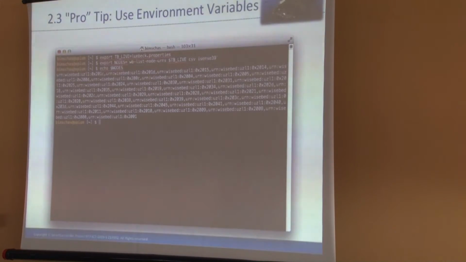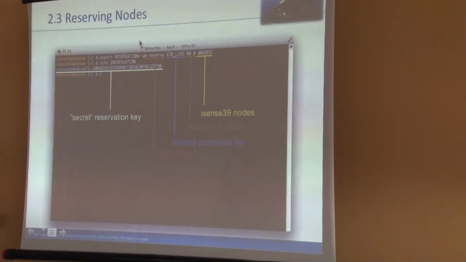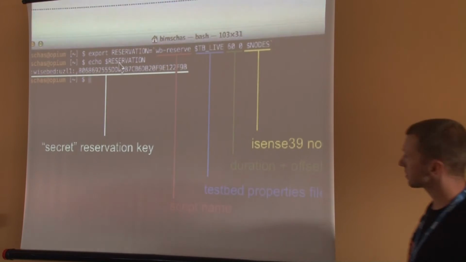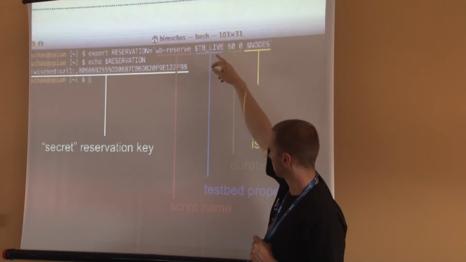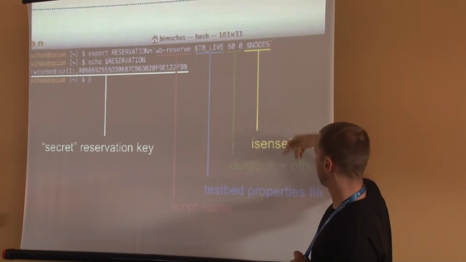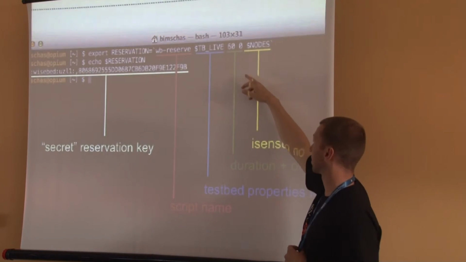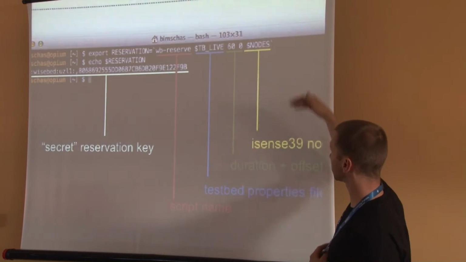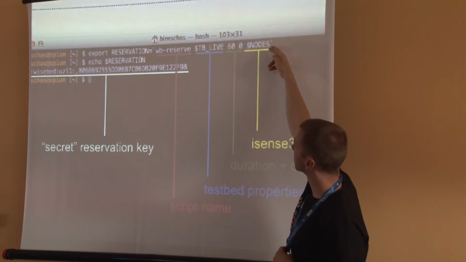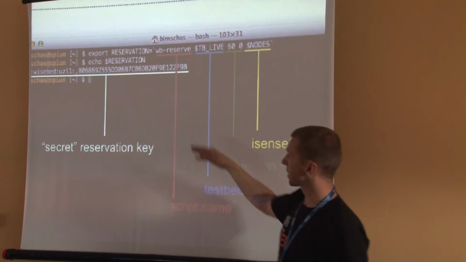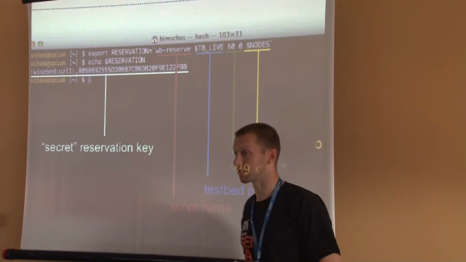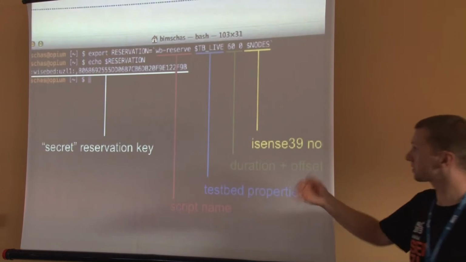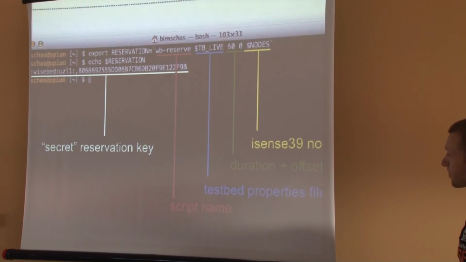Then what you would do next typically is to reserve the nodes by calling the WB reserve script, passing the properties file again, duration, and offset starting from now, so you pass a 0, and the set of nodes that you want to reserve. In this case, I had exported them to an environment variable before. What you get back is a so-called secret reservation key. We'll also memorize that in an environment variable to use afterwards.